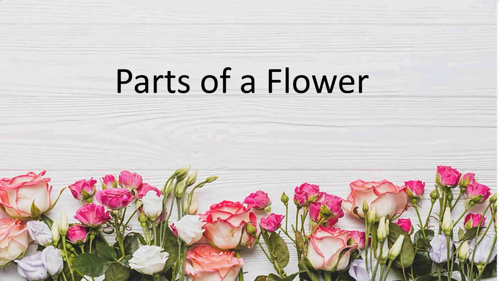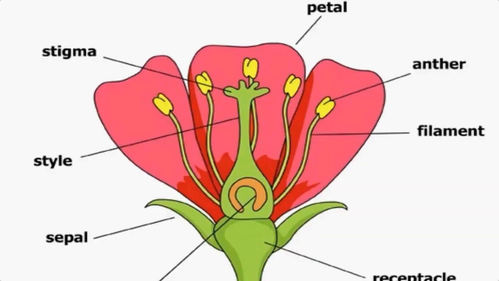Okay. Parts of a flower. Why are we learning about the parts of a flower? Because the pollination process happens in the parts of a flower only. Only if you learn about the parts, you can learn about the pollination process in detail. Okay, these are the parts of a flower. Petal, you all know petals of a flower. Next, stigma.